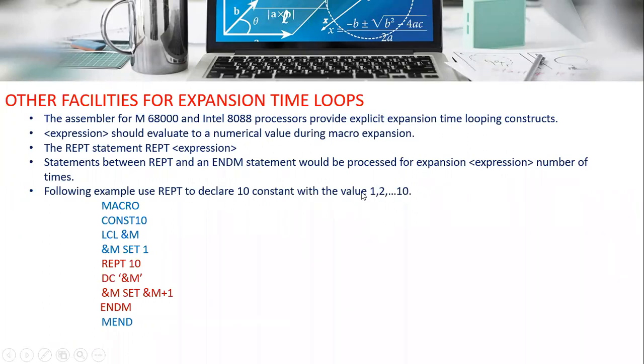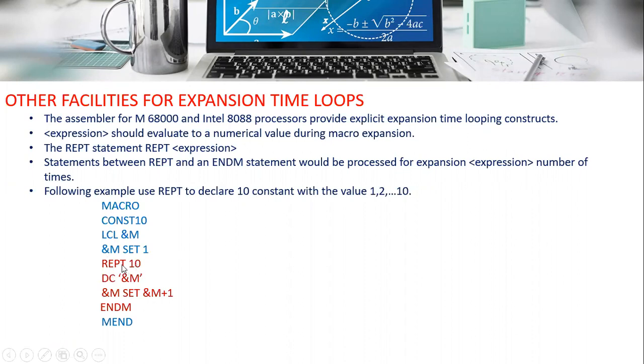2 3 up to 10. We need to consider this number of times. We repeat that particular value of m as 10 times. We consider the macro constant. Const 10 value will be considered here. A local variable will be declared, that is the expansion time variable. Here the value of m is set to 1.